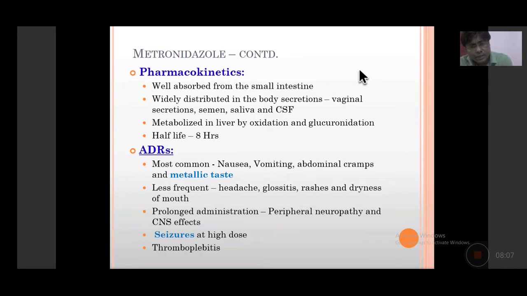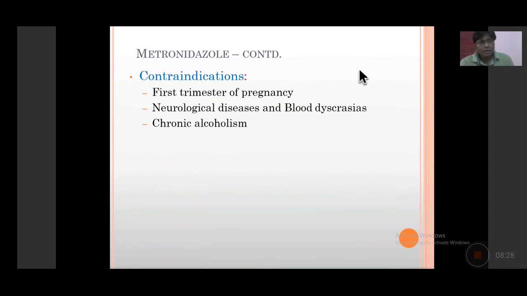And very less frequently, it can cause headache, glossitis, rashes, and dryness of mouth. Overall, the tolerability with metronidazole is very, very good. On prolonged administration, peripheral neuropathy and CNS effects can be seen. At very, very high doses a seizure can be noticed, and thrombophlebitis if it is used by IV route.